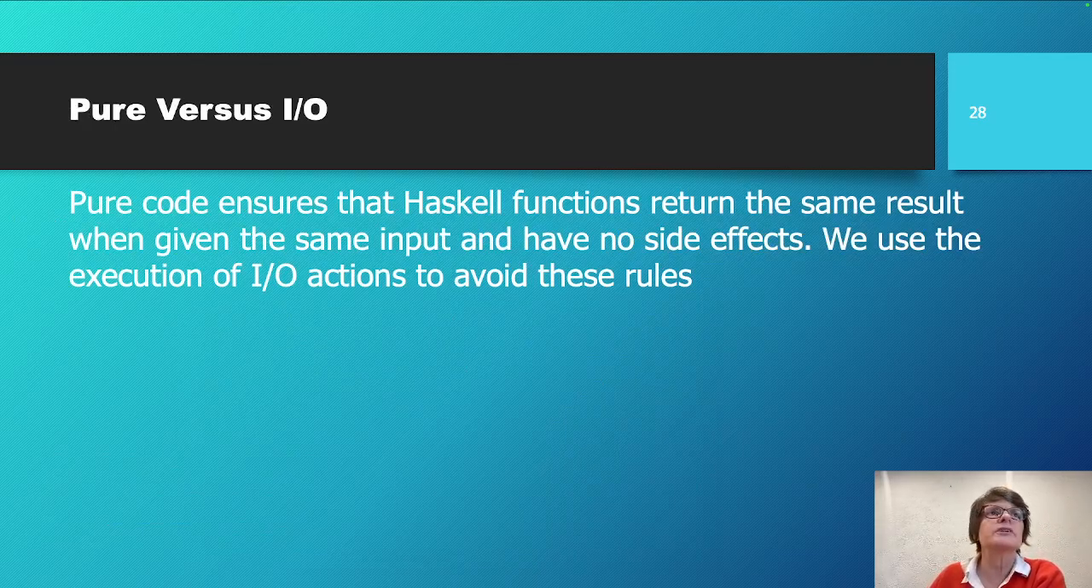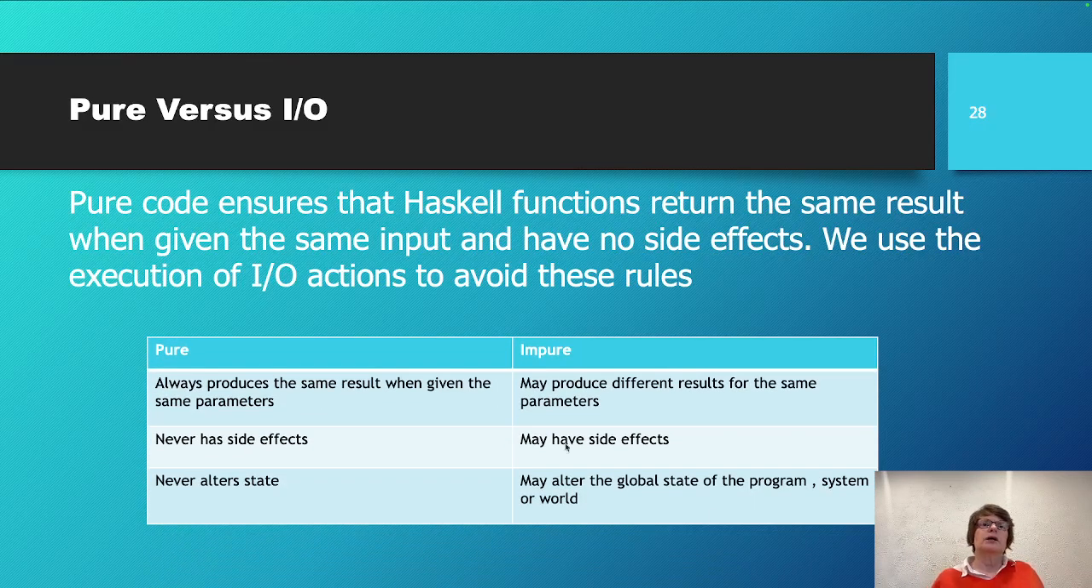Why do we do this? The pure code ensures that Haskell functions return the same result when given the same input. We don't want non-determinism, which means given the same input, we can't be sure it's the same output because there are other things coming in. So the input could change, the file that you're basing it on could change, and so on. So in the pure function, same parameters, it's only about the parameters.